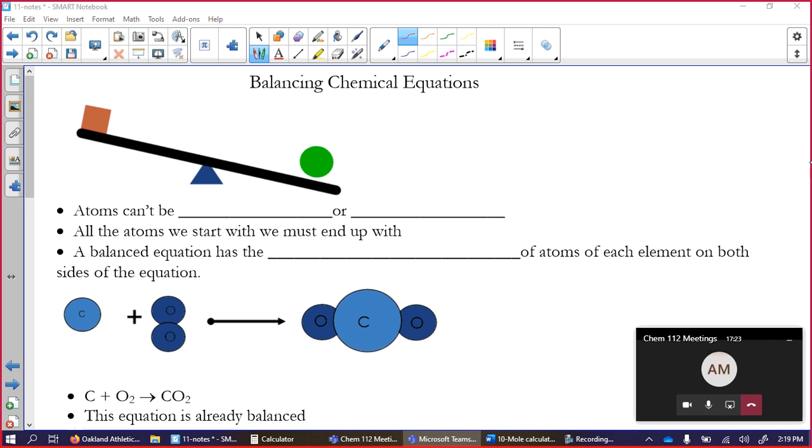What we really need to be able to do in the first part of this one is balance equations. Atoms can't be created or destroyed. For the most part, some atoms fall apart on their own, but for chemistry that's not what I'm concerned about, because we're not doing nuclear physics. Atoms we start with, we have to end up with. So a balanced equation has the same number of atoms of each element on both sides of the equation.